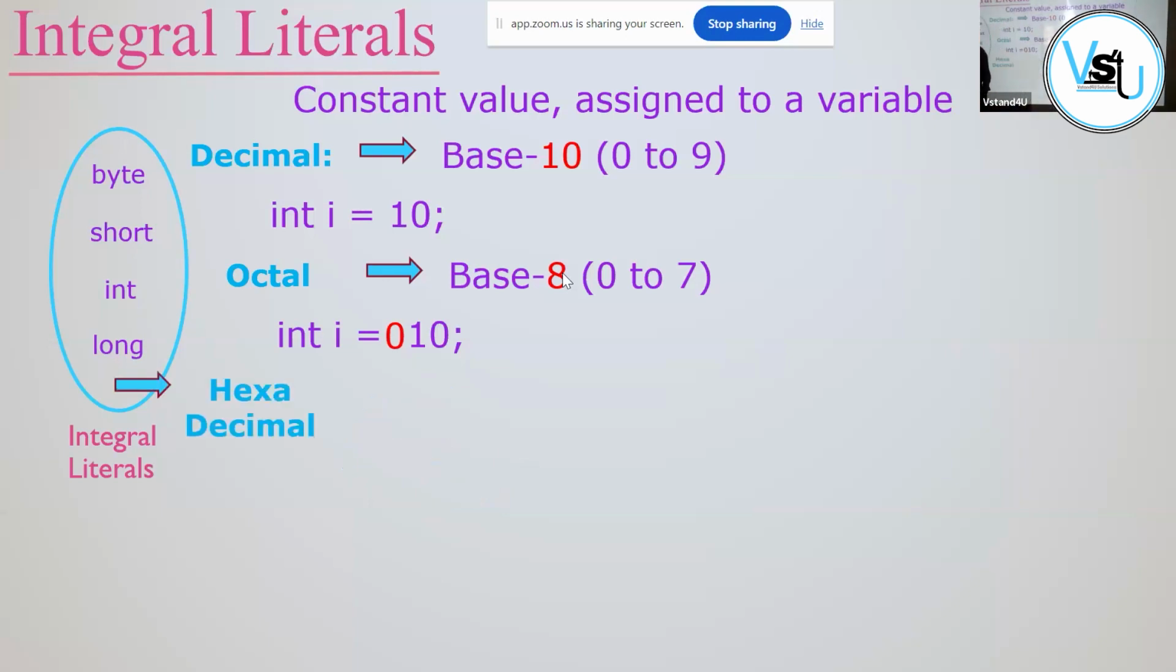Okay. Now, hexadecimal base will be 16. 0 to 9, A to F.